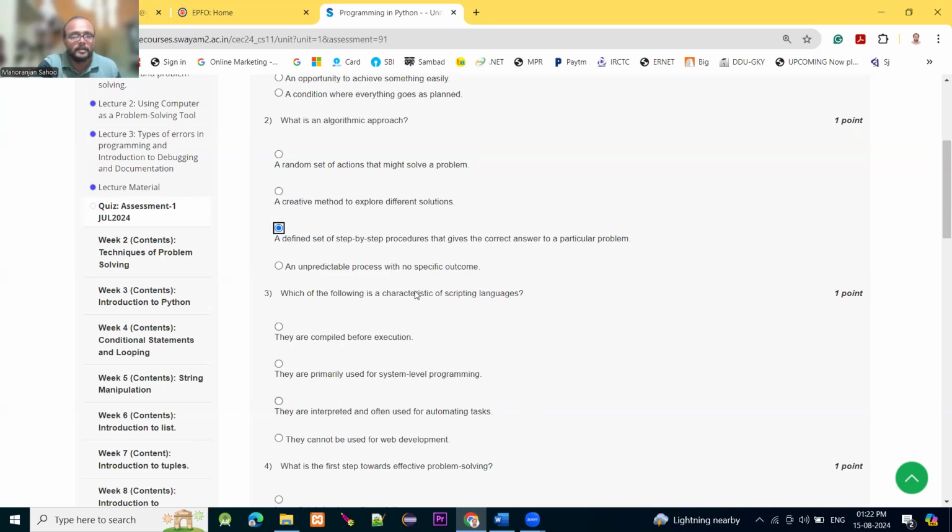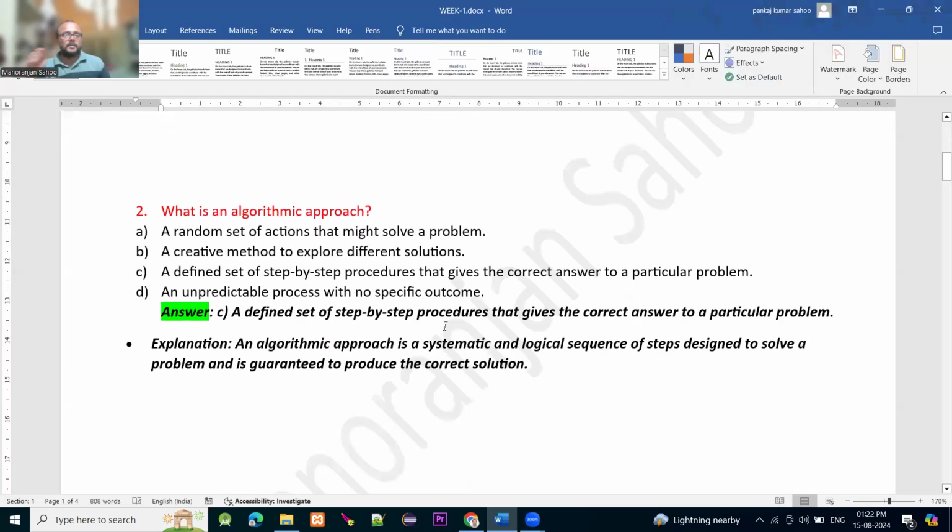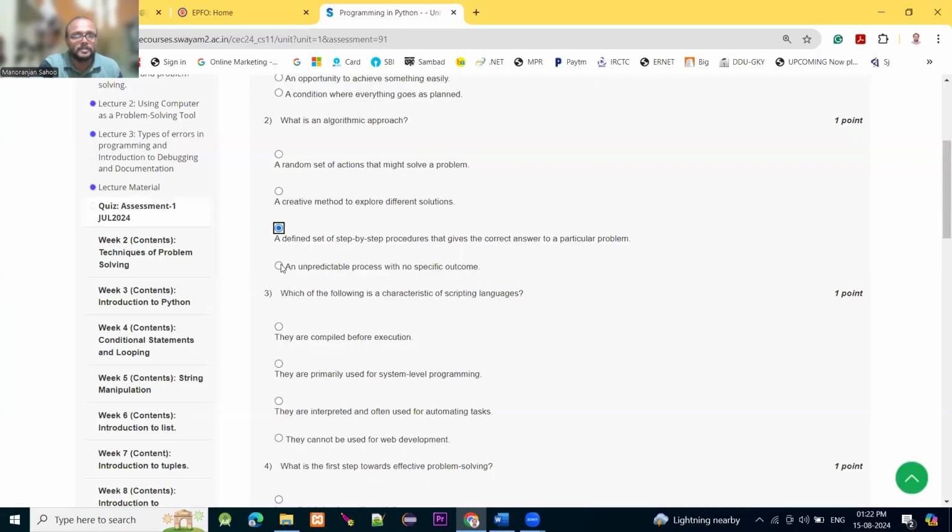Actually, what happens is that an algorithm approach is a systematic and logical sequence of steps designed to solve problems and guaranteed to produce the correct solutions. So, option C is the right answer: a defined set of step-by-step procedures that gives the correct answer to a particular problem.